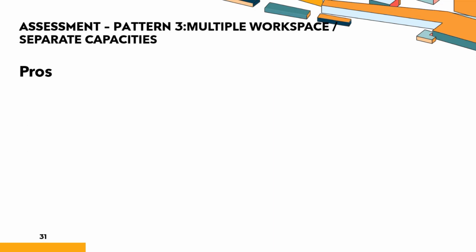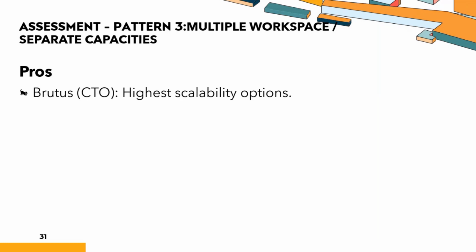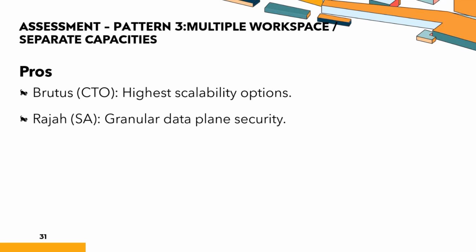So let's move on to our third pattern. And I'm going to start speeding up a little bit here. So when it comes to our third pattern, Brutus understands that this has one of the highest scalability options here because now we have multiple computational units because of the multiple capacities. We can really figure things out. We could have all kinds of different options.